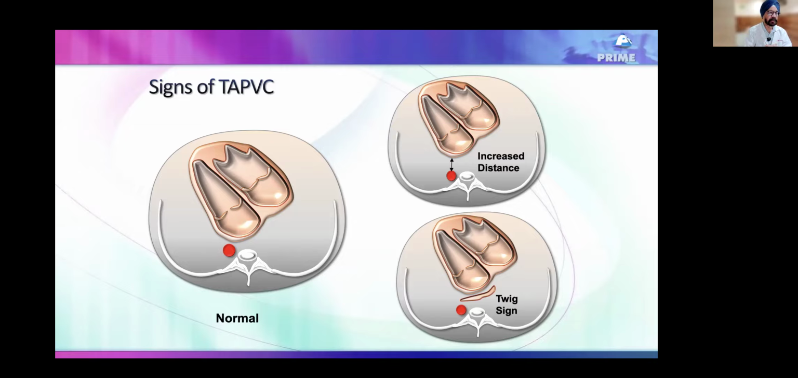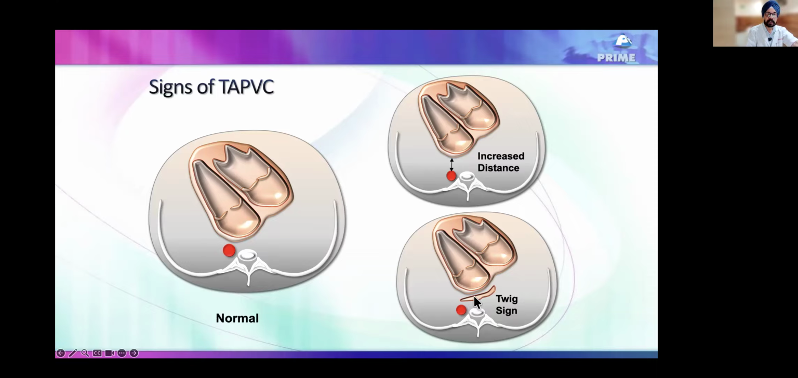I have seen the gap increased, which I did not report, in CPAM or CCAM. When you have lungs which are hyperinflated, I have documented increased distance between the aorta and LA wall with no TAPVC. So that was CCAM of the left side.